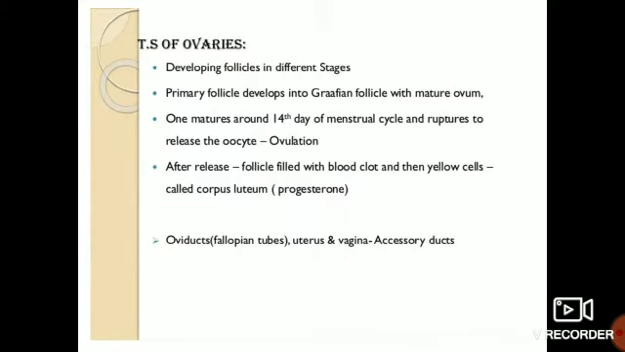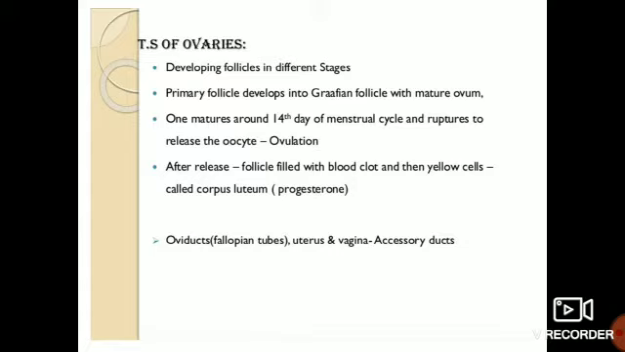Transverse section, TS, means transverse section of ovaries, developing follicles in different stages. Primary follicle develops into Graafian follicle with mature ovum. Once mature, around the 14th day of the menstrual cycle, it ruptures to release the oocyte, that is ovulation.